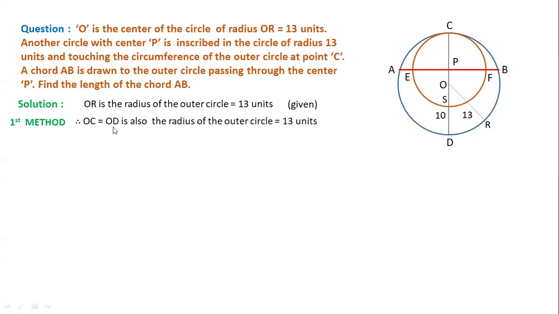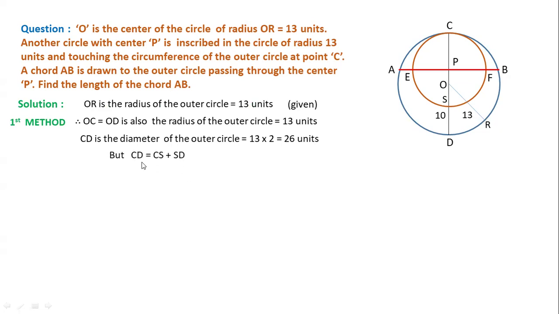Therefore, OC and OD are also the radius of the outer circle, because O is the center of the circle. So OC and OD both are 13 units. CD is the diameter of the outer circle, this full length. From here to here, OC is 13 and OD is also 13. That means the diameter is 13 into 2, 26 units.